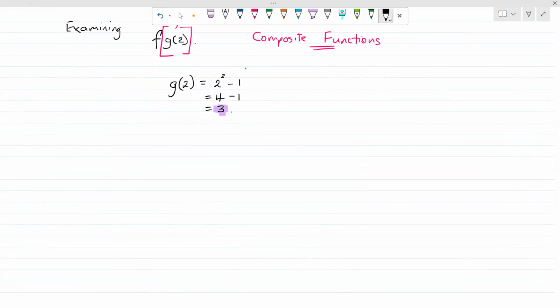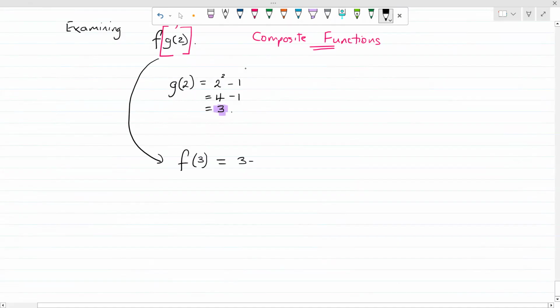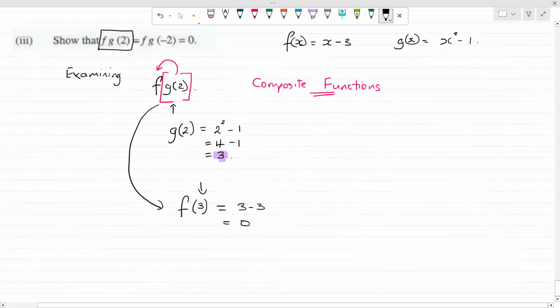So if I say that f of g of 2 is the same as f of 3, would I be correct in saying that? I would, right? Because we could work out the value of g of 2, and if g of 2 is 3, we could replace this entire thing here with a 3. And if we find f of 3, we're going to get 3 take away 3, which is 0, because f of x is x minus 3. If I put a 3 here, then I'm going to get 3 take away 3, which is 0. Everybody okay with that?